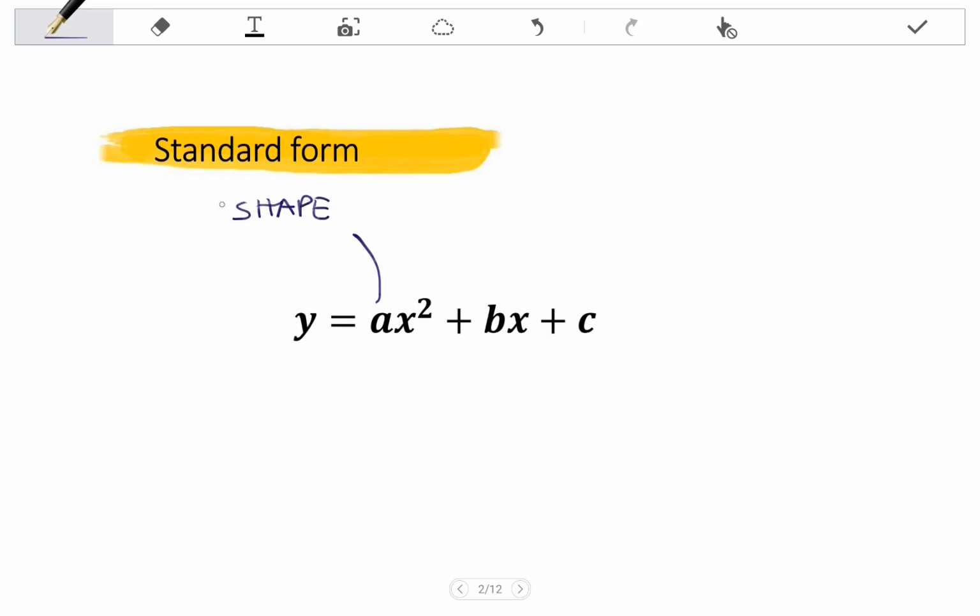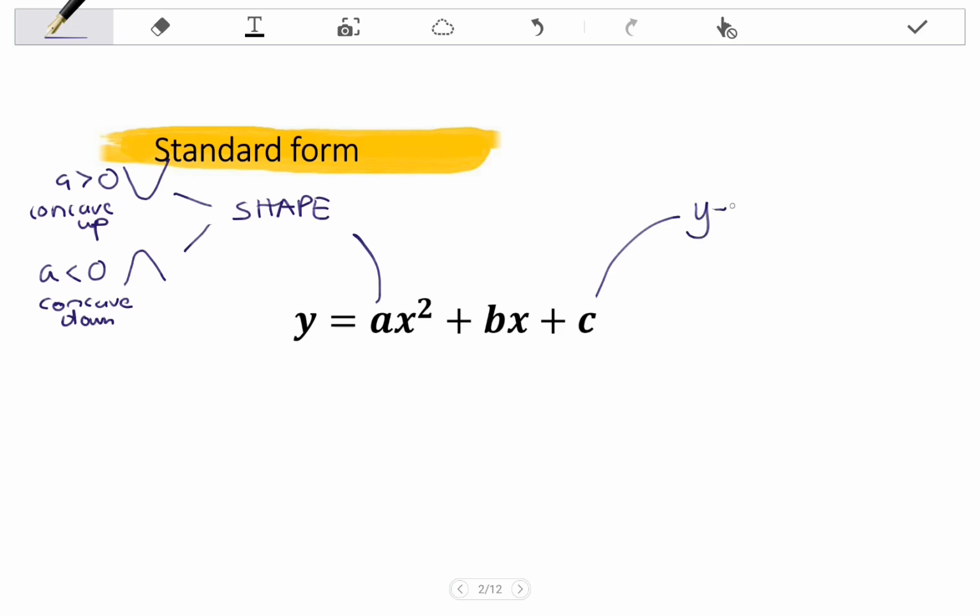Okay, and if a is positive, we know that the graph is what we've called smiley face. Okay, now the correct term for that is concave up. The cave opens up, if you like. If a is a negative value, we have a sad face parabola, or concave down. The cave opens down, if you like. C represents the y-coordinate of our y-intercept on the graph.